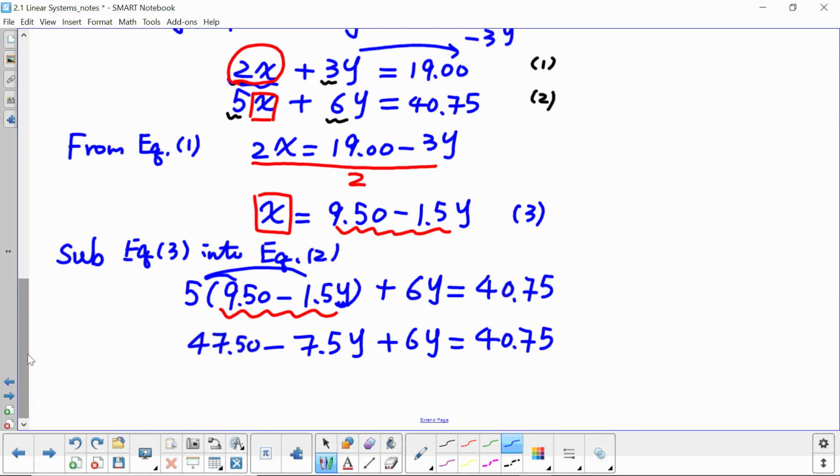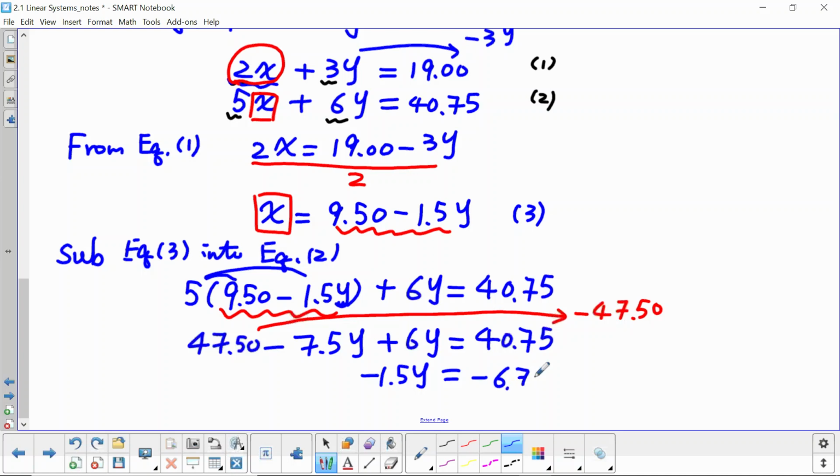After that, we want to collect the like terms in y, then move the numbers to the other side. So minus 47.5 there. Negative 7.5y plus 6y, you collect the like terms. Negative 7.5 plus 6 gives you negative 1.5y. Then 40.75 minus 47.50 gives you negative 6.75.